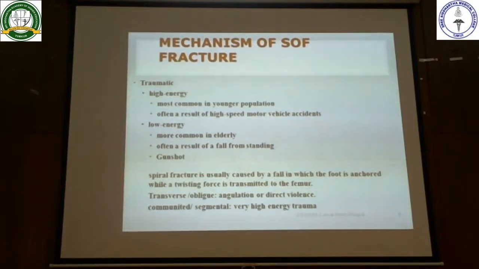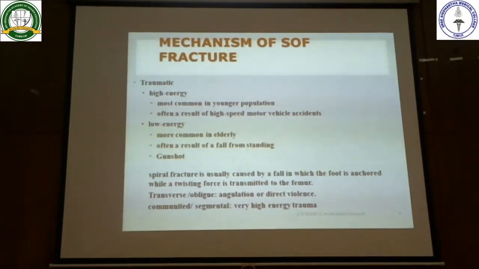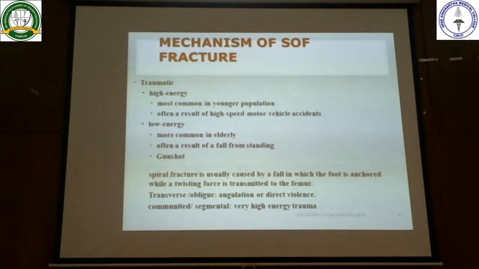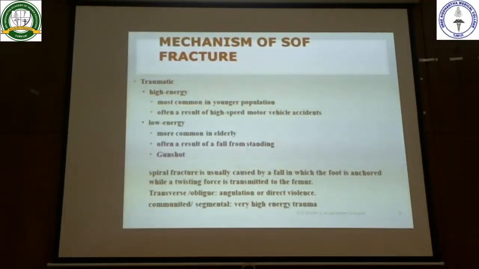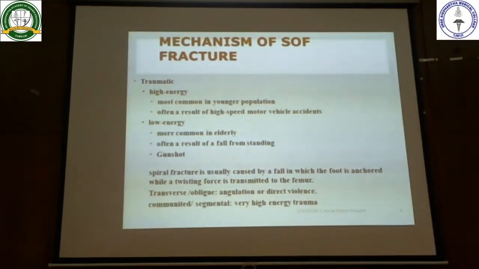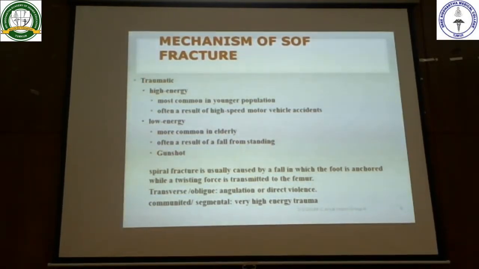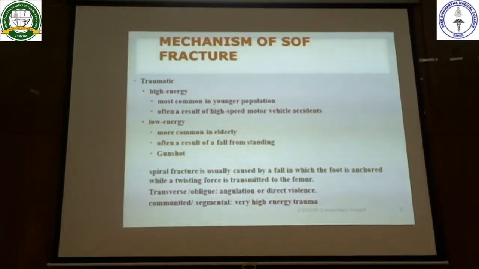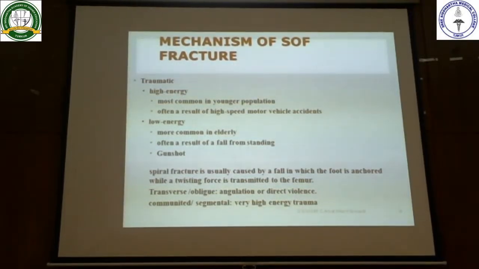Then there is something called a spiral fracture, which you already learned in the general class about fractures. You already know what a spiral fracture is, which is usually caused as a result of a twisting injury, like skiing accidents or roller skating accidents, maybe football injuries and all those things. Transverse and oblique fractures occur as a result of direct violence. It can be comminuted and segmental fracture, again as a result of very high energy trauma. So that is very briefly about the etiology of fracture shaft of femur.